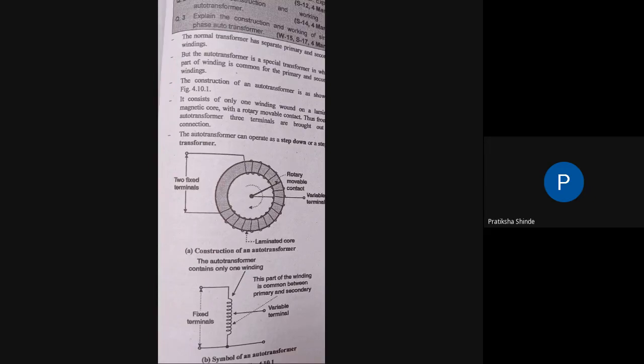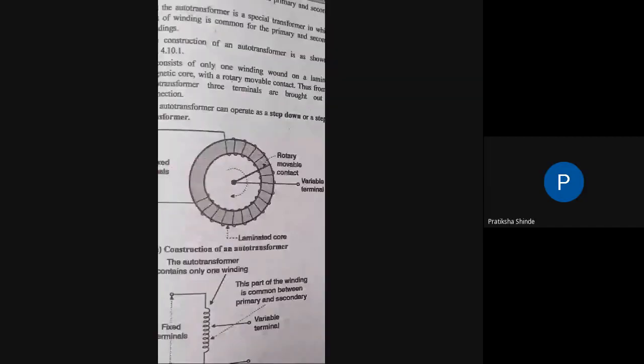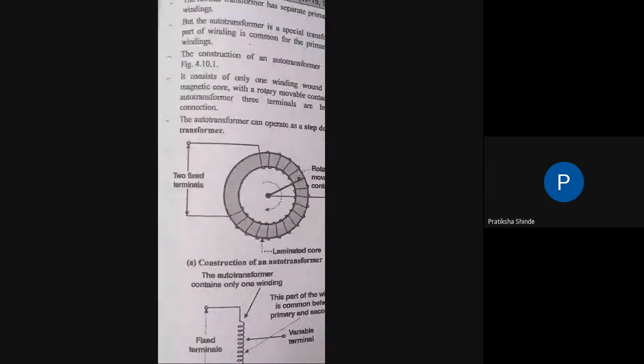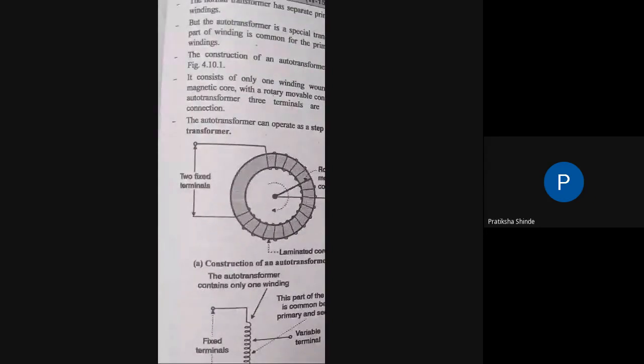So see this explanation firstly. The normal transformer has primary and secondary winding, but the auto transformer is a special type of transformer. The primary and part of the secondary is common. What is the construction? In the construction, there is a cylindrical core. On that core, a single winding is mounted. There is a variable terminal with a rotary movable contact. There are two fixed terminals that are connected to the supply.